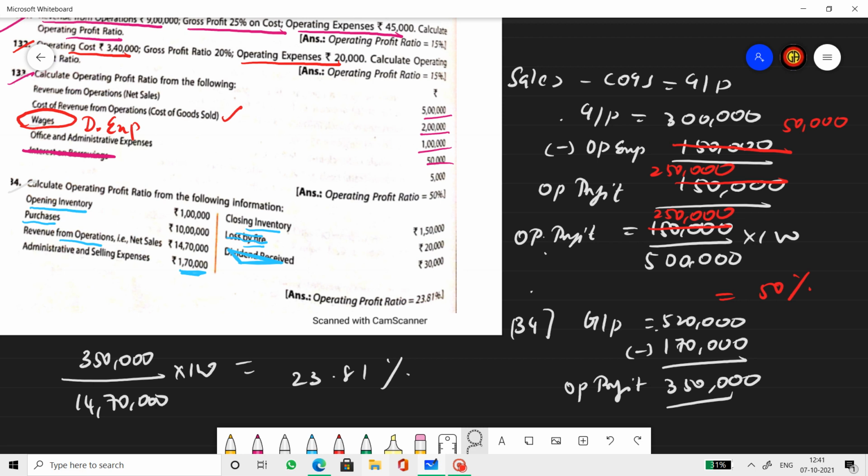With this, I finished doing the important sums of profitability ratio. If you have a doubt, please watch it one more time, scroll and do it one more time, attempt all the sums, don't leave any question. This way you understand the concept very well.